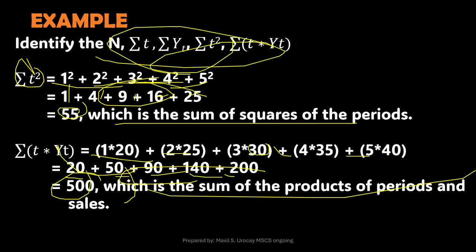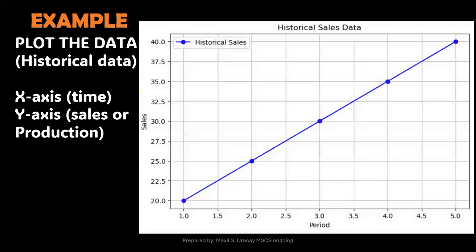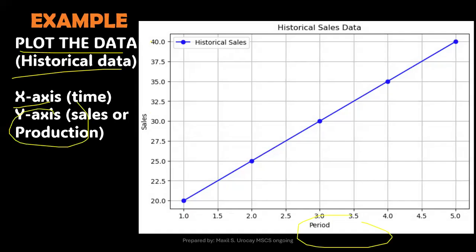What we'll need to do right now is find the slope. For the slope, the first step is to plot the data, your historical data. The x-axis will be the time, 1, 2, 3, 4, 5, and your y-axis will be the sales. This will be the result here. So your 1 is 20, your 2 is 25, your 3 is 30, your 4 is 35, and your 5 is 40. So you can somewhat determine right there that there is a linear relationship for the historical data.